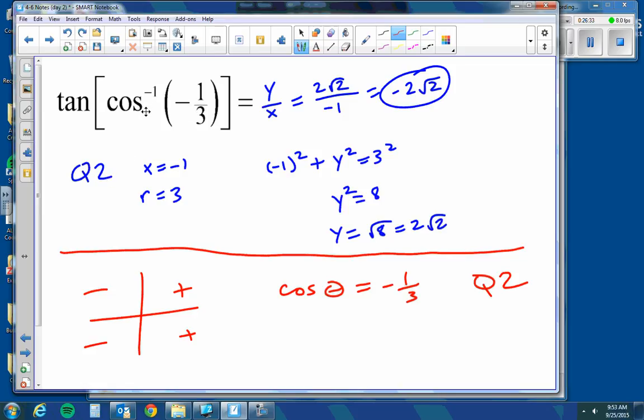Once again, inverse cosine cannot produce third quadrant answers. You know it can't be a third quadrant. It must be a second quadrant angle. That's where that comes from. And then after that, you just use your definitions. They gave us cosine, which is x over r. They're asking for tangent of that same angle, so that's y over x. So you do the Pythagorean theorem to find what you did not know, which is y. And then you do y over x, and you're done.